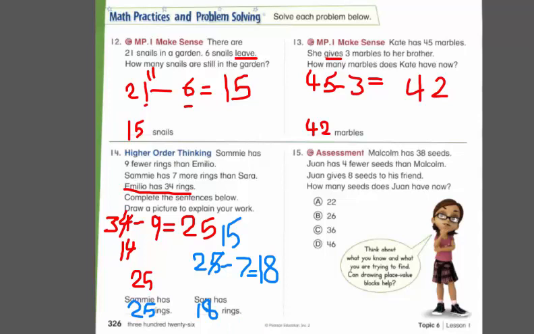Sammy has 9 fewer rings than Emilio. Emilio has already 34. And Sammy has 9 fewer. So 34 minus 9, we got the answer 25. Then, for Sammy, he has 7 more than Sarah. So Sarah has 7 fewer. Okay, so 25 minus 7 equals 18.